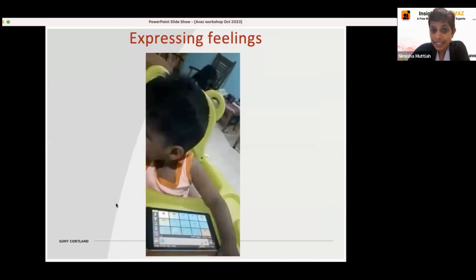And here he is, mom is encouraging him to express his feelings. Again, talking about those various functions of communication. So let's take a look at that. And he's talking about him being afraid. So he was afraid of something, and then mom encouraged him to use his AAC, so Avaz Sri Lanka again here, to express that he's afraid.